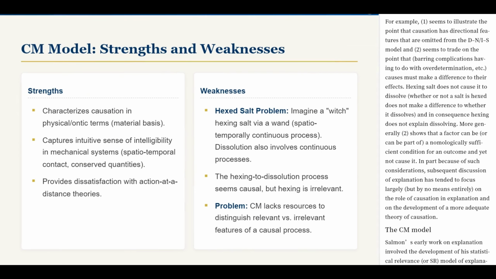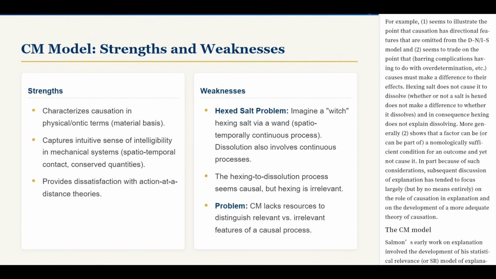This CM model had some real appeal. It grounded causation in the physical world, in tangible processes and interactions. It resonated with our intuition about mechanics, where things push and pull each other, transfer energy and momentum, and everything happens locally. It felt deeply unsatisfying compared to spooky action at a distance theories. But like its predecessors, it had its own Achilles heel.